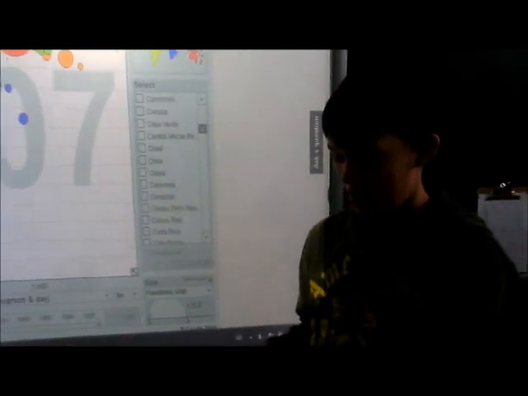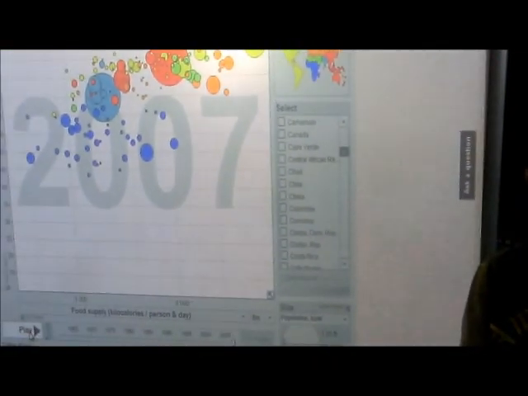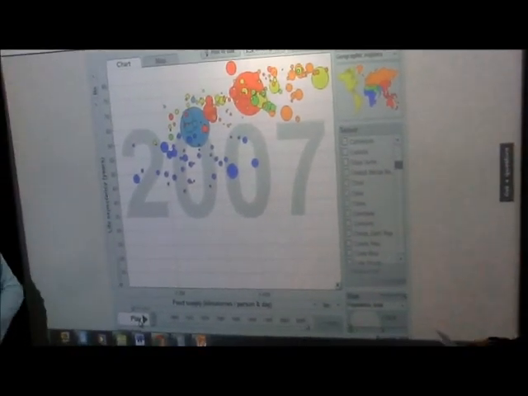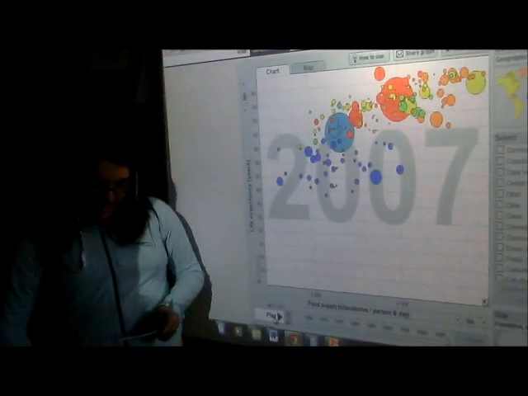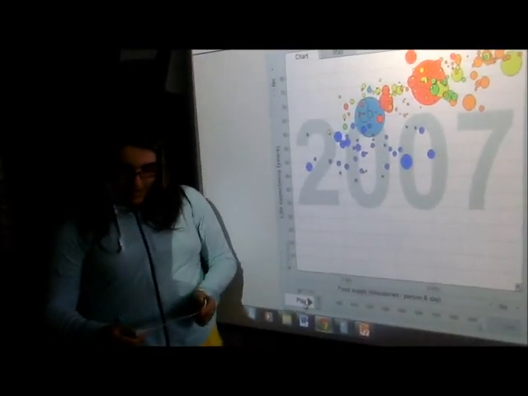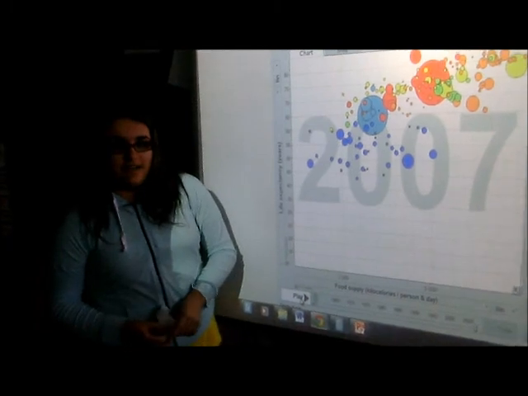I think they are connected, because the graph shows that the more food supply there is, the longer the life expectancy is. We think that in the future, the continents will keep increasing in both life expectancy and food supply.